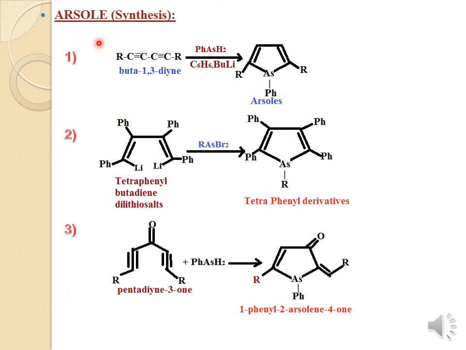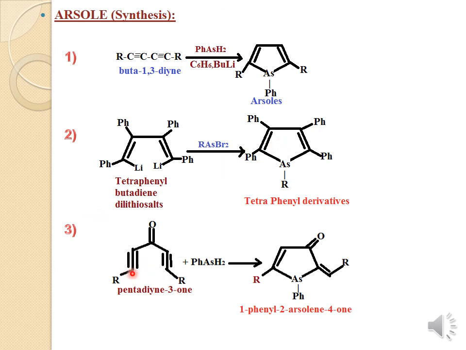Moving on to arsole synthesis. Here you are taking the buta-1,3-diene compounds upon treatment with the phenyl arsenine, and in the presence of solvents such as benzene or butyl lithium, then arsoles are obtained. And again here, if we are taking the tetraphenyl butadiene dilithium, also again upon treatment with the alkyl arsino dibromides, then the tetraphenyl derivatives will be obtained. Tetraphenyl arsole derivatives will be obtained.